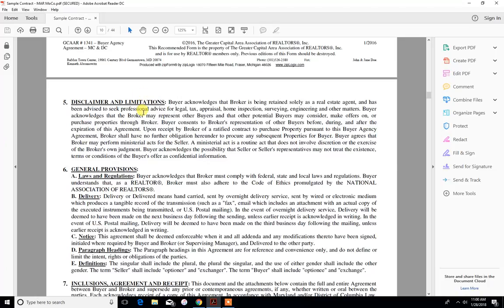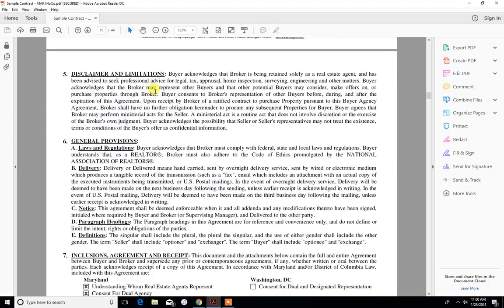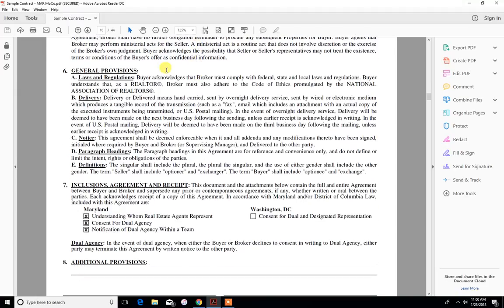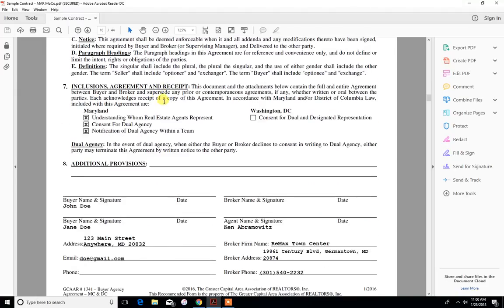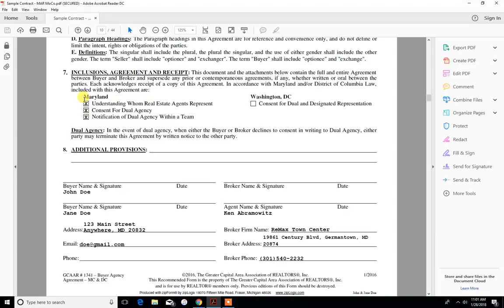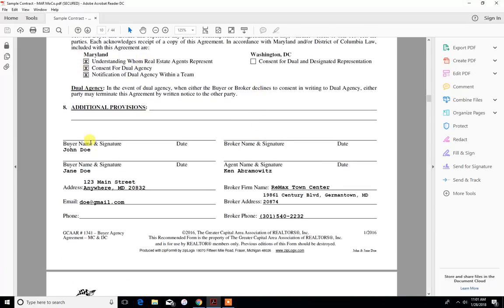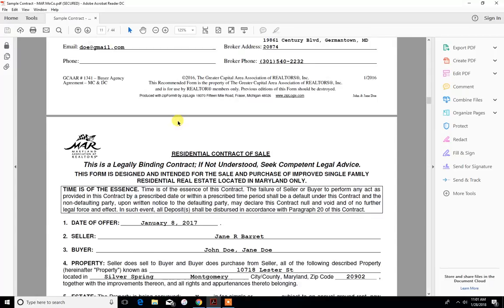You can read through this. This is basically what I don't do. It acknowledges that I'm not an accountant, an appraiser, an inspector, an engineer, blah, blah, blah. I am a real estate agent and that's all I do. This is legal stuff. You can read through that. These are the three addenda, or disclosures, that I just had you sign. And then that's it. Go ahead and sign here and here, and we're good.